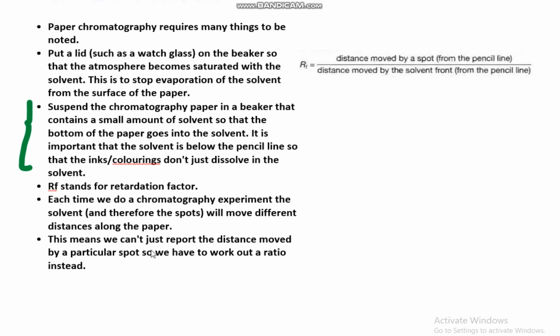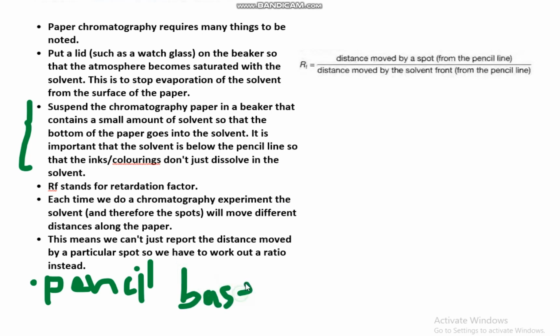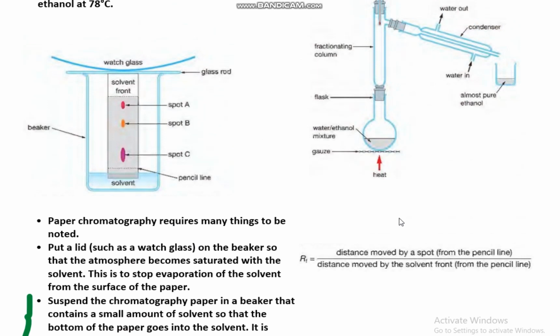And we have to take care of another point. I will just make it here: pencil line base, not a pen base. That is because if we make the base line with a pen, it will dissolve in the solvent, and there won't be any chromatography taking place. So we have to take care of that by using a pencil to do chromatography.